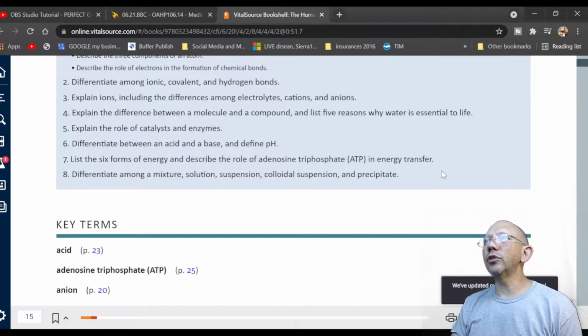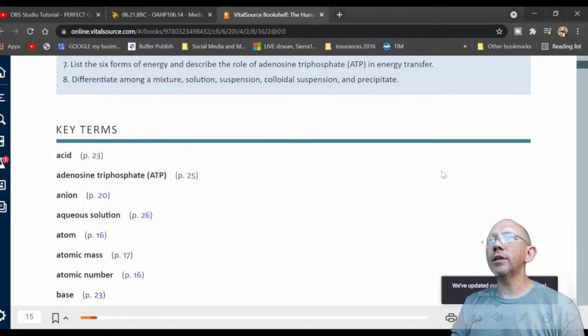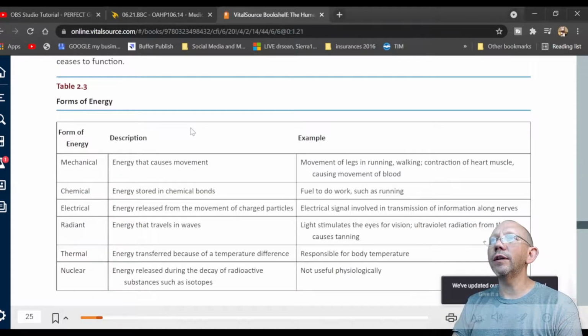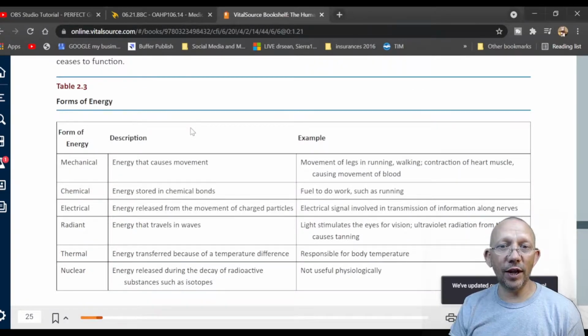Differentiate mixture, solution, suspension, colloidal suspension, and precipitate. Okay, so here are the cool terms. As you go down, you can look at any of these, and here, look, you can click like this, and it'll take you right to the same question, to the chapter. It'll take you to the page.